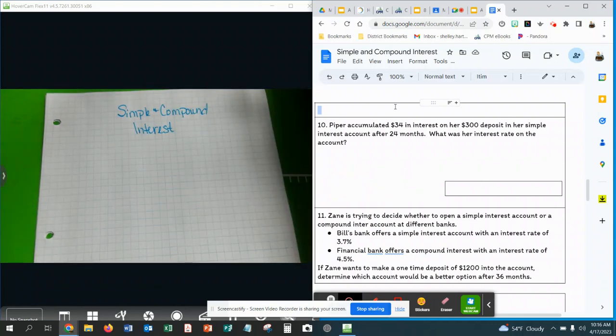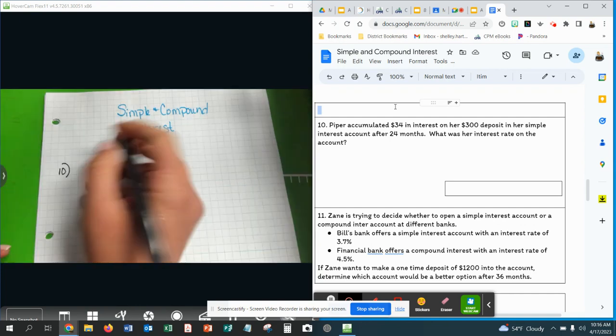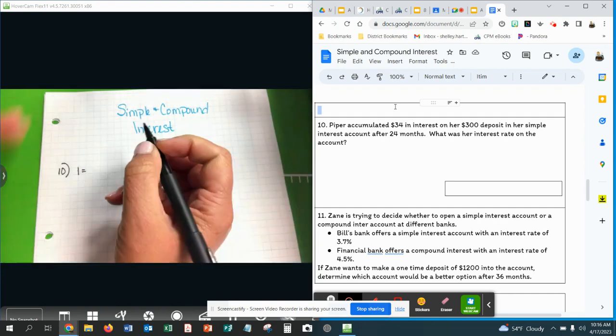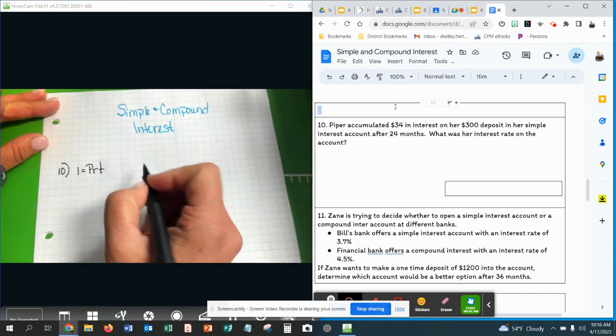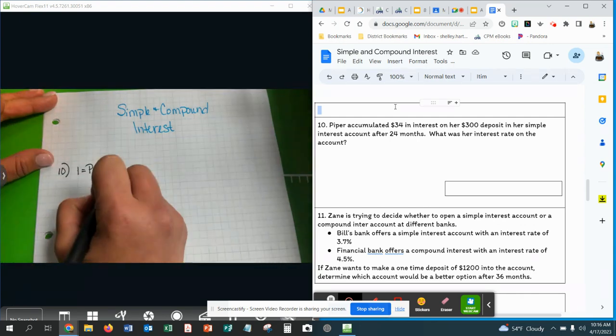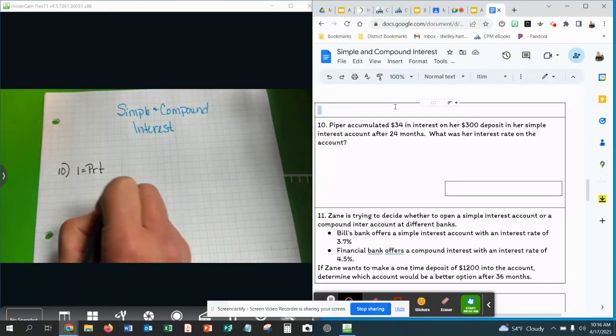All right. Piper accumulated $34 in interest on her $300 deposit in her simple interest account after 24 months. What was her interest rate on the account? So, first off, is this a simple or compound interest problem? Perfect. So for 10, it is simple interest. So we're going to put our formula. Simple interest is interest equals principal times rate times time. Now, we have $34 in interest.